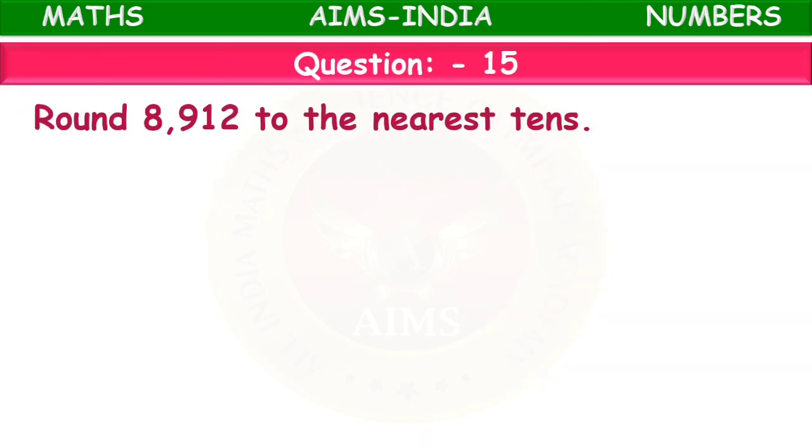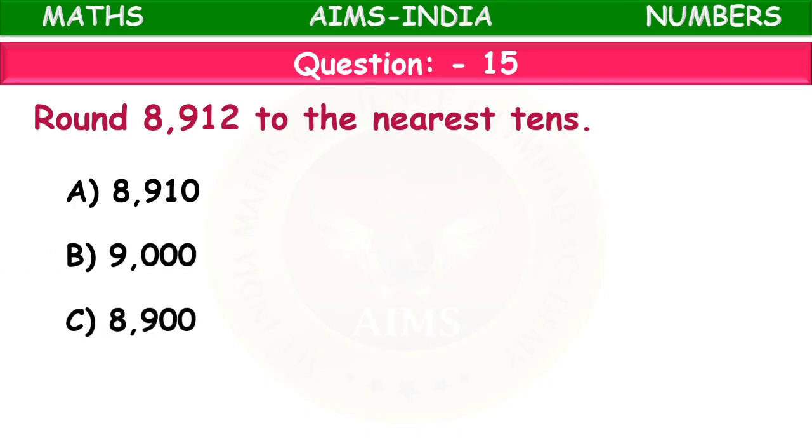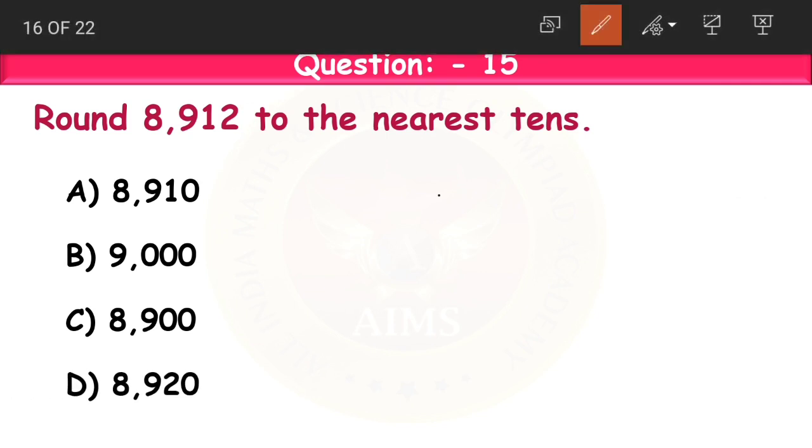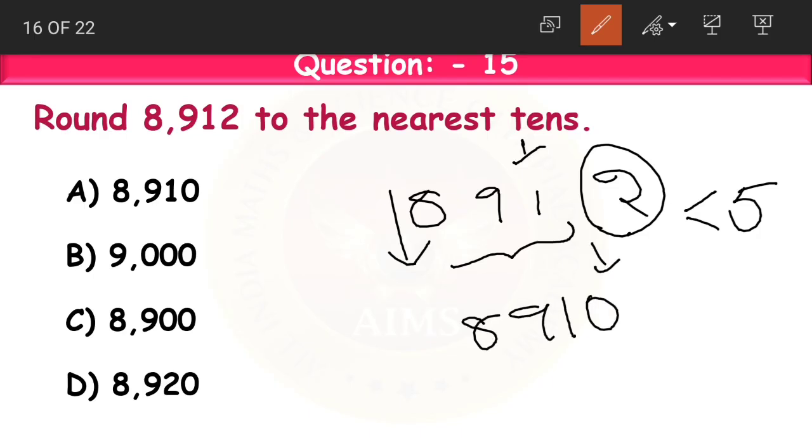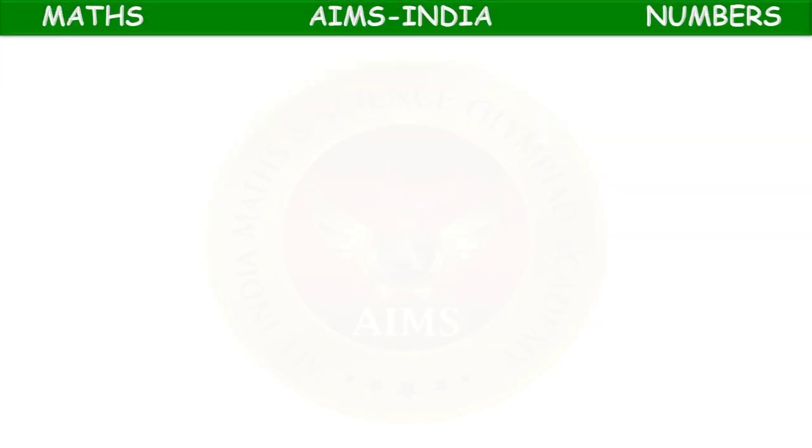Next is question number 15. Round 8,912 to the nearest tens. Option A: 8,910, B: 9,000, C: 8,900, and D: 8,920. See, 8,912. We need to round off to the nearest tens. So look at the digit in the ones place. What is it? It is 2. That means it is less than 5, so we round it down. That means the numbers here remain unchanged, 891, and simply replace the ones place with 0. So the correct answer is option A: 8,910.